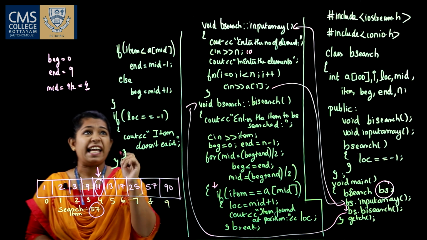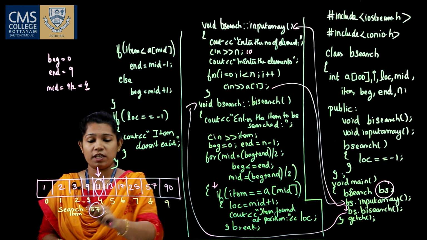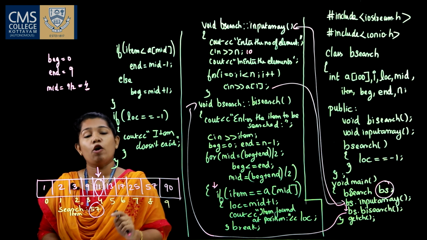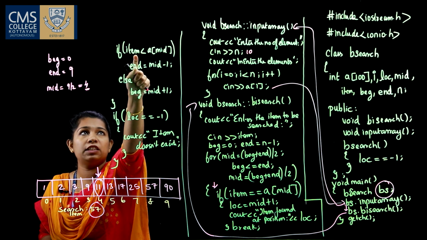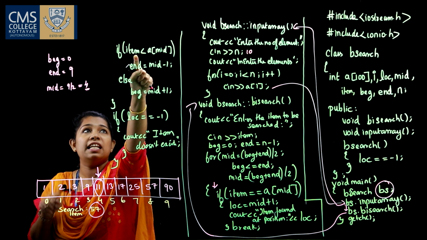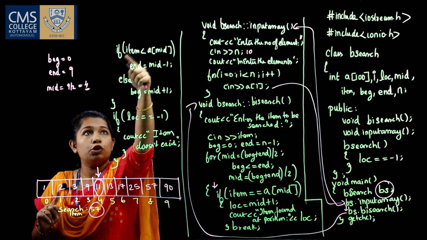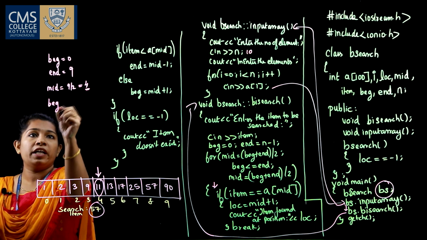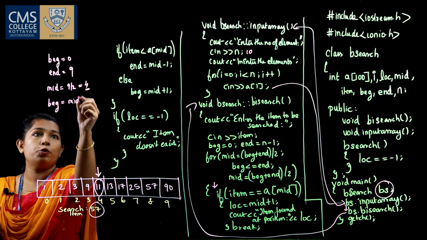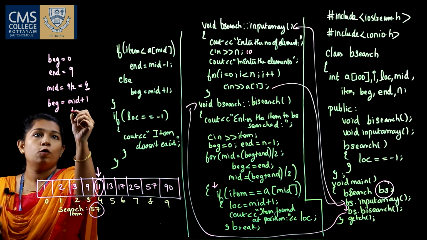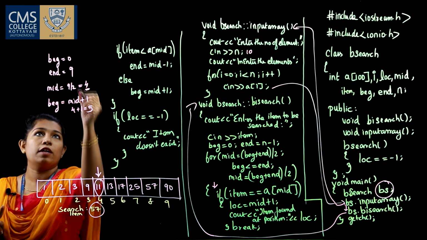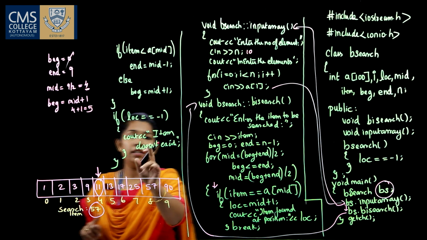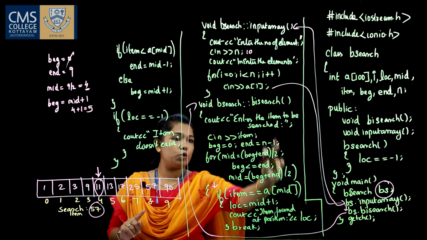So here I will check item less than a of mid. What is our item? 57. 57 less than a of mid value, which is 11. So this if branch, 57 is not less than 11, so it will come to the else part. In the else part I will reinitialize beginning equal to mid plus 1. What is mid? 4 plus 1, which is 5. So I will change 0 to 5. Then I will come back to the for loop.